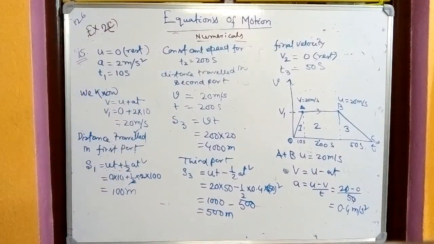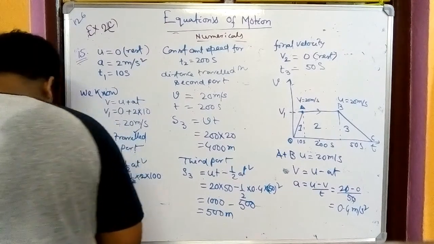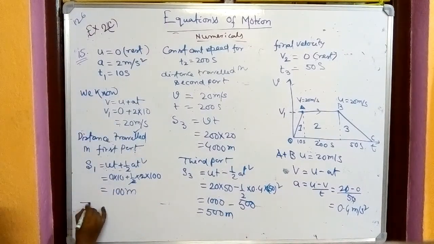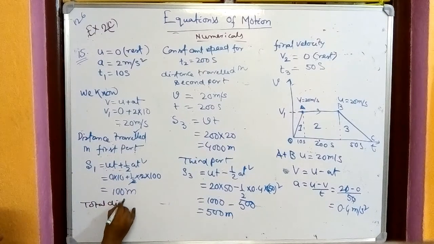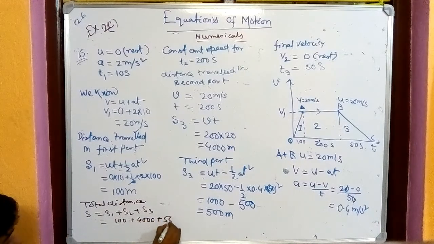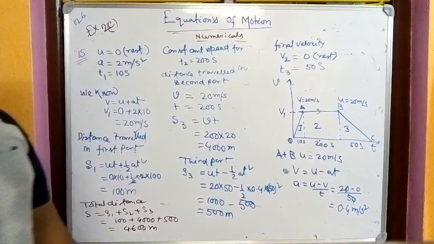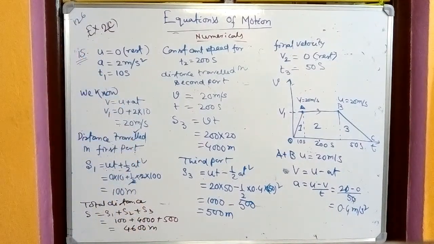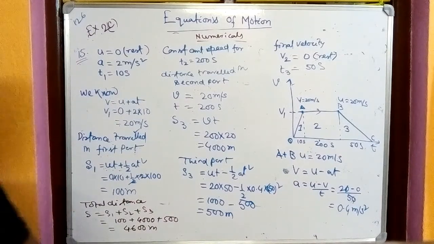If you are told to find the total distance, then total distance s equals s1 plus s2 plus s3, that is 100 plus 4000 plus 500, that means 4600 meter. 4600 meter is the total distance covered by the train. Okay, we'll go to the next part.